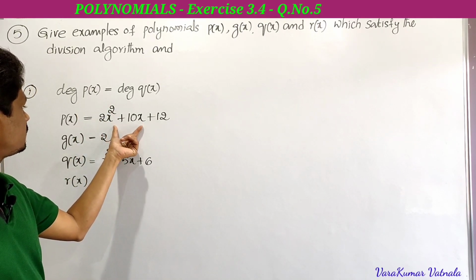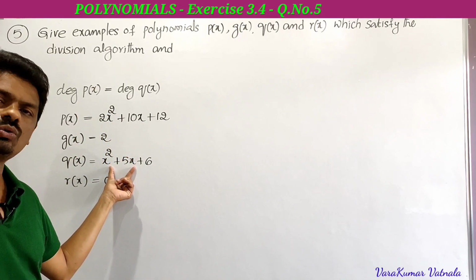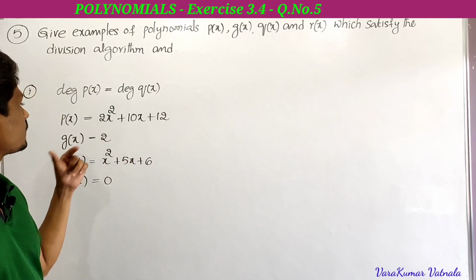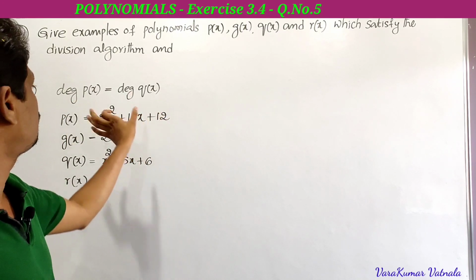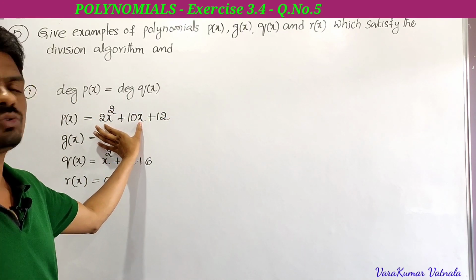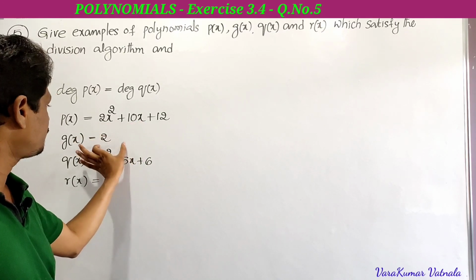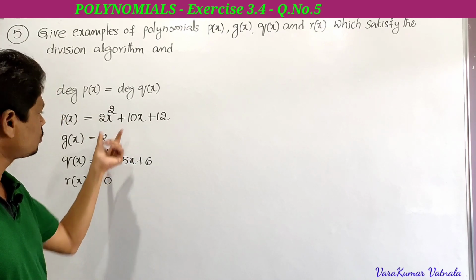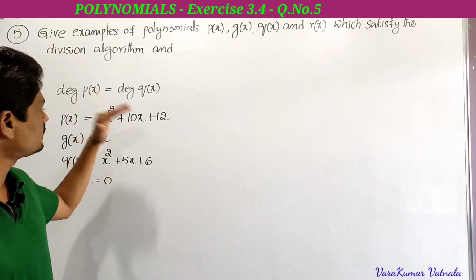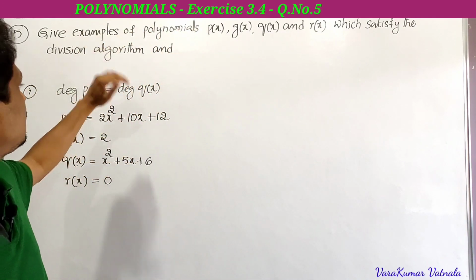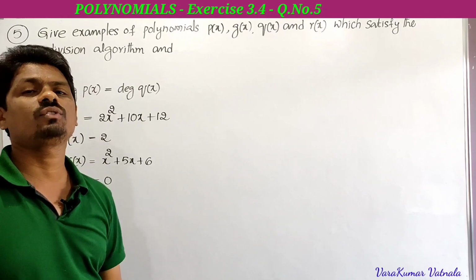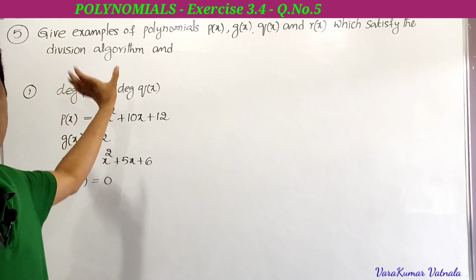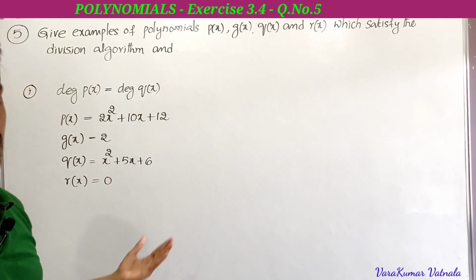Here degree of p of x is 2 and degree of q of x is also 2. It is possible only if we divide with a constant, and the remainder is 0. So next we have p of x, that is 2x square plus 10x plus 12, is equal to g of x into q of x, that is 2 into x square plus 5x plus 6, plus r of x, where r of x is 0. So we get p of x again. It satisfies both conditions, the division algorithm and degree of p of x equal to degree of q of x. You can take any examples satisfying these two conditions. So this is the first bit in the fifth problem.